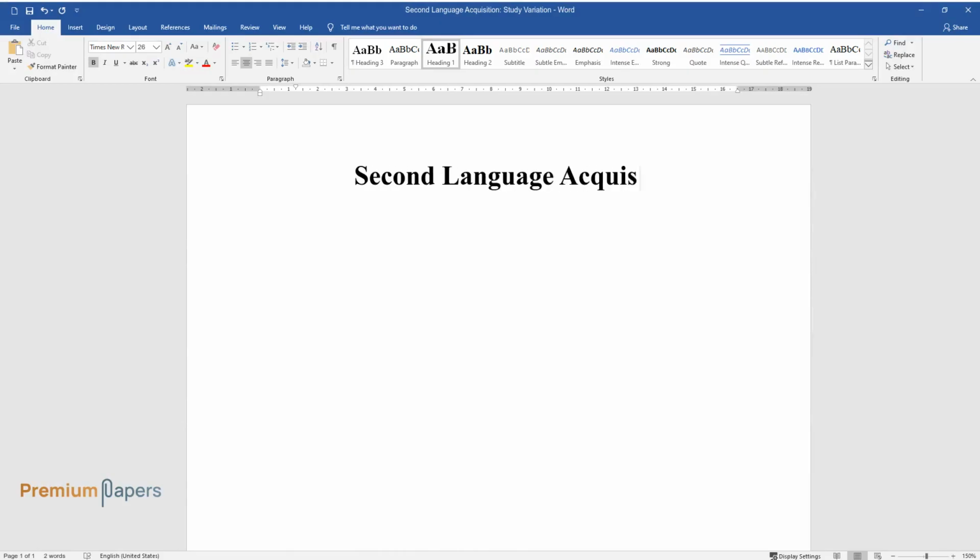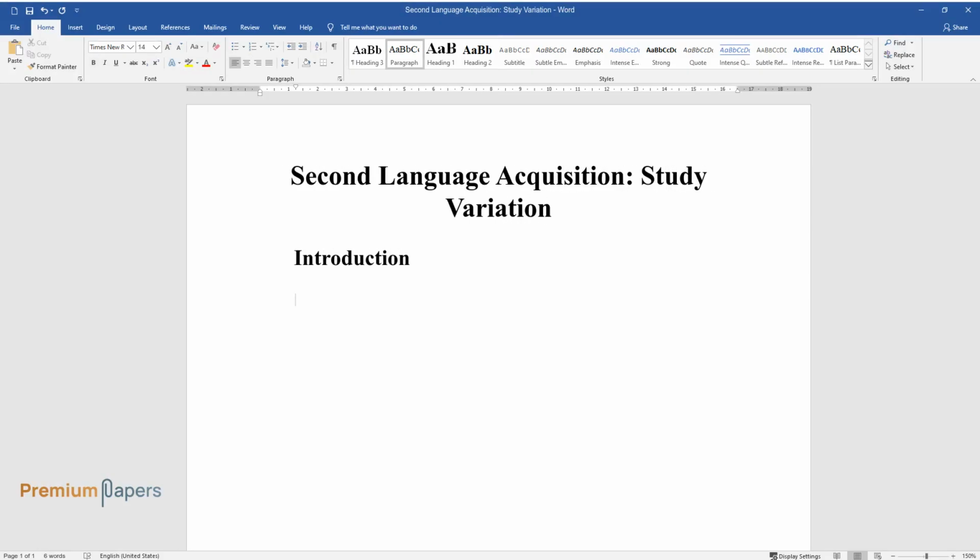Second language acquisition, study variation. Introduction. Second language acquisition varies from one language to another.